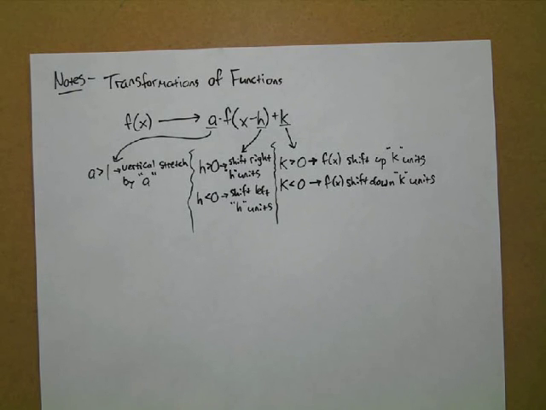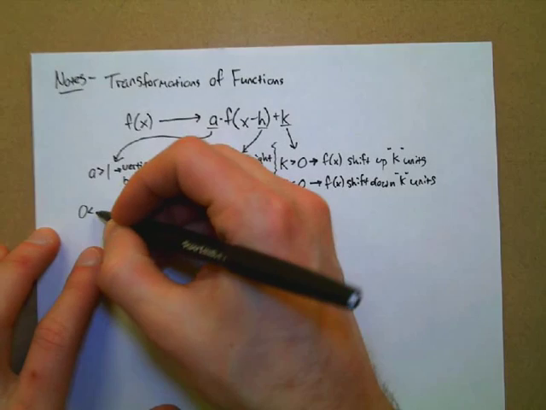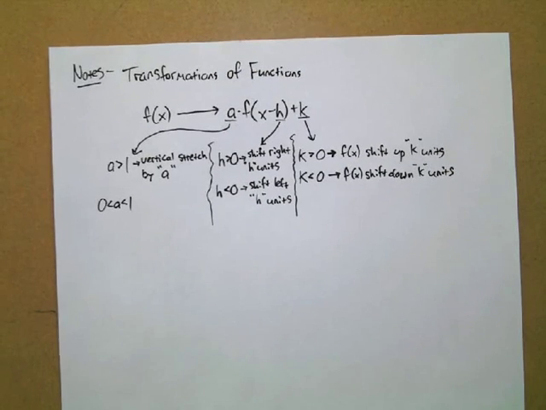Okay. If A is between 0 and 1, so if 0 is less than A is less than 1, it means we're multiplying by like 1/2 or 1/3. Instead of a stretch, what will that be? Shrink, yeah, exactly right. So we have a vertical shrink.